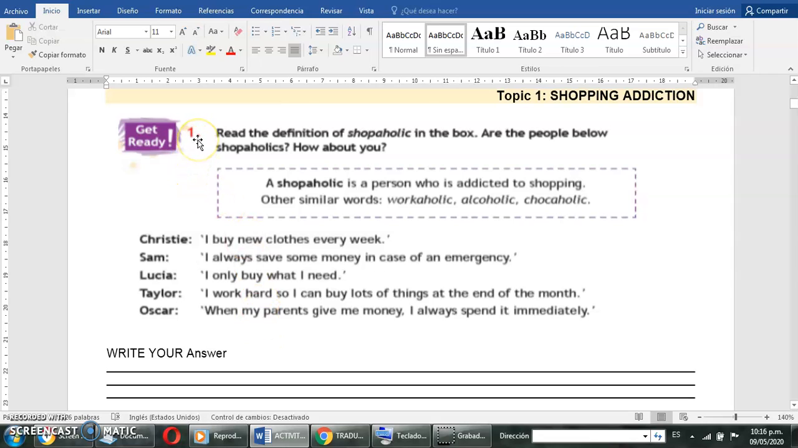The activity one is that you have to read the definition of shopaholic in the box, and you have to think: are Christine, Sam, Lucia, Tyler, and Oscar shopaholics? Are they shopaholics? How about you? Are you a shopaholic? So the idea is that you read carefully and conclude.